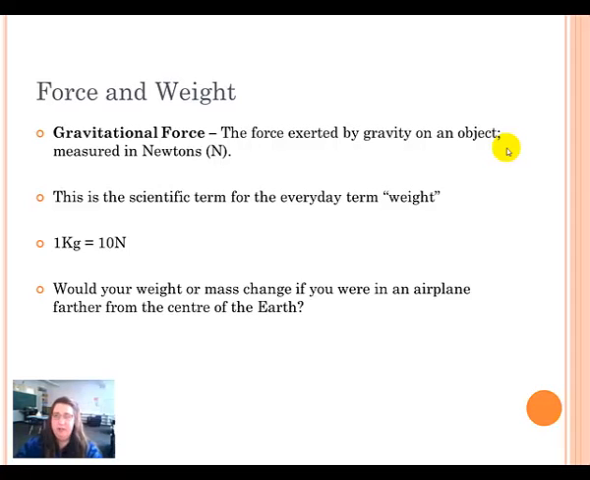Your mass won't change because the amount of matter that makes up your body doesn't change, whether you're close to the center of the Earth or up high in an airplane. What does change is the amount of gravitational force your body is exposed to. So there's less gravity way up in an airplane than there is closer to the center of the Earth. So you would weigh less on an airplane than you would close to Earth.